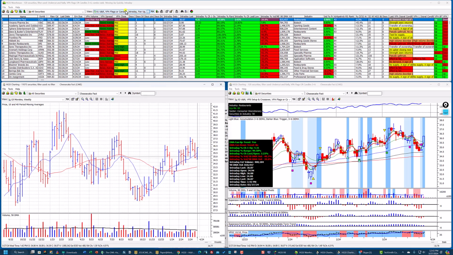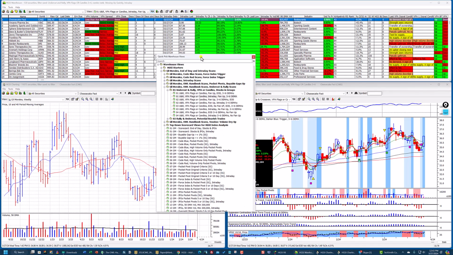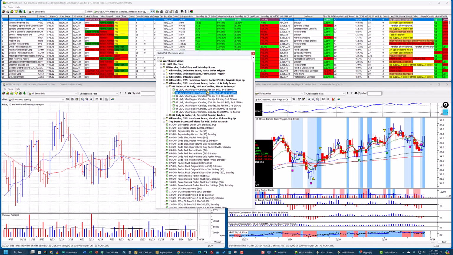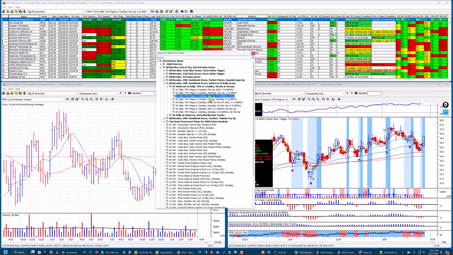So, anyway, there are several of them in here. I'm not going to go through all of these. Here's undercut, end of day and intraday. Here's where the 3 cross the 6.